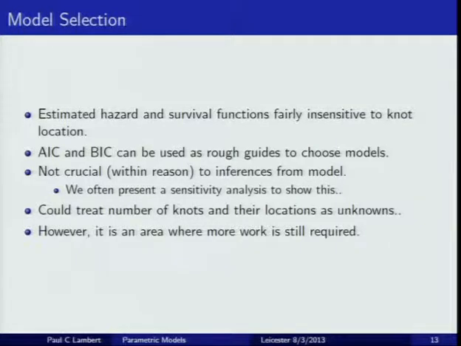Again, remember the type of data I analyze is usually fairly large. As rough guides, we can use AIC, BIC to select models. And what we usually do to convince ourselves and also other people that our conclusions are not sensitive, we present sensitivity analyses where we vary the number and locations of knots. I'll show an example of one of these later. However, I do acknowledge that the way we select these models is an area where further research is needed.